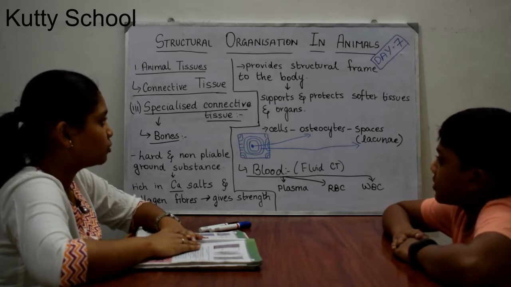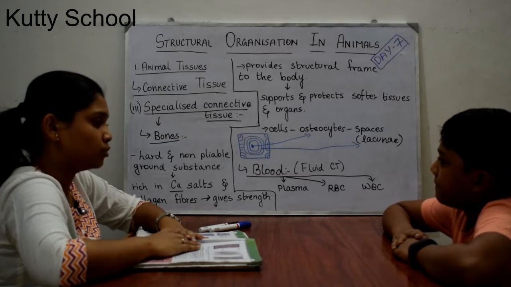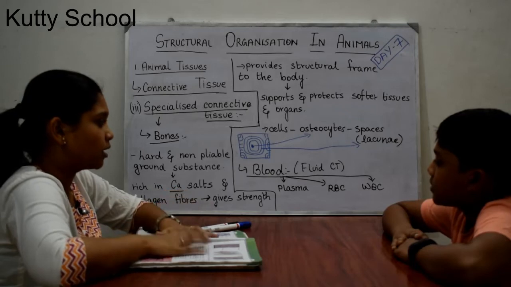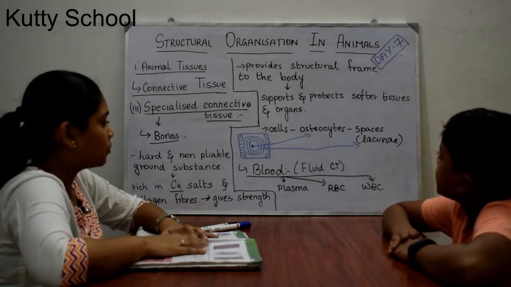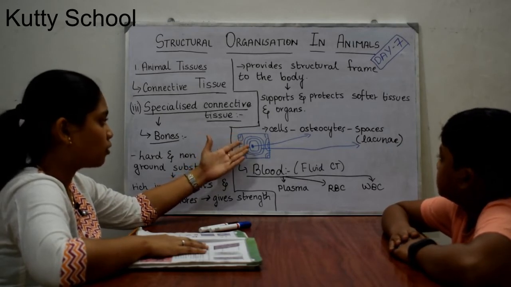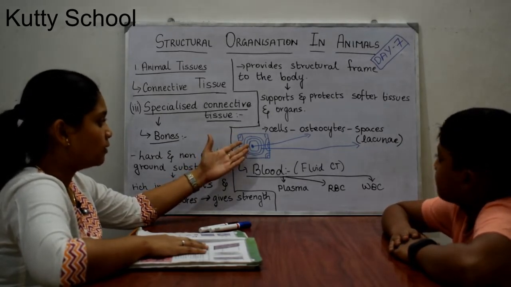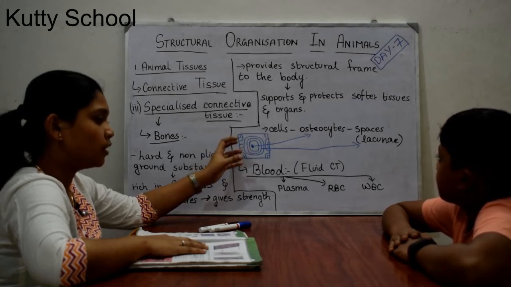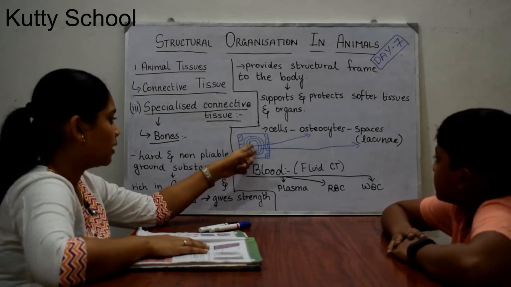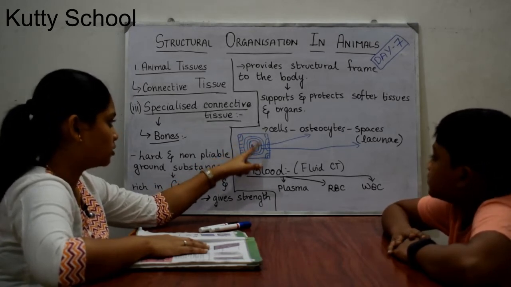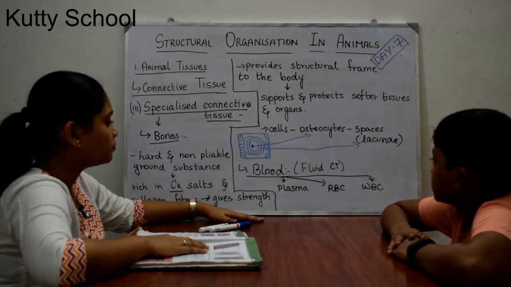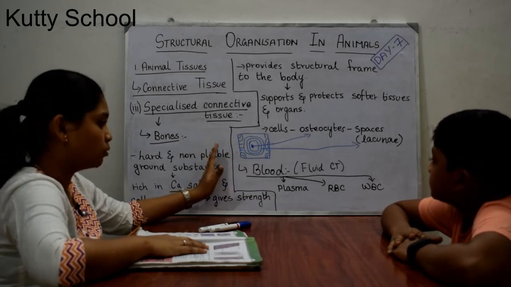And these bones support and protect softer tissues and organs. It protects the inside tissues and organs in our body and supports them. Then the cells in bones are known as osteocytes. And these are present in spaces called lacunae. So if this is the osteocyte, the bone cell, it is present inside this lacunae, this space. So this is generally the structure of bone, and this is about bones.